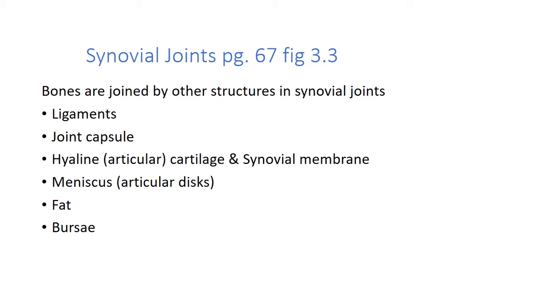And there are bursae. So what exactly are these bursae? Bursae is plural. Bursa is singular. They're basically fibrous sacs that act as cushions to ease movement. And they're found all over, in the shoulder, in the elbow, and the knee, usually where a tendon passes over a bone.